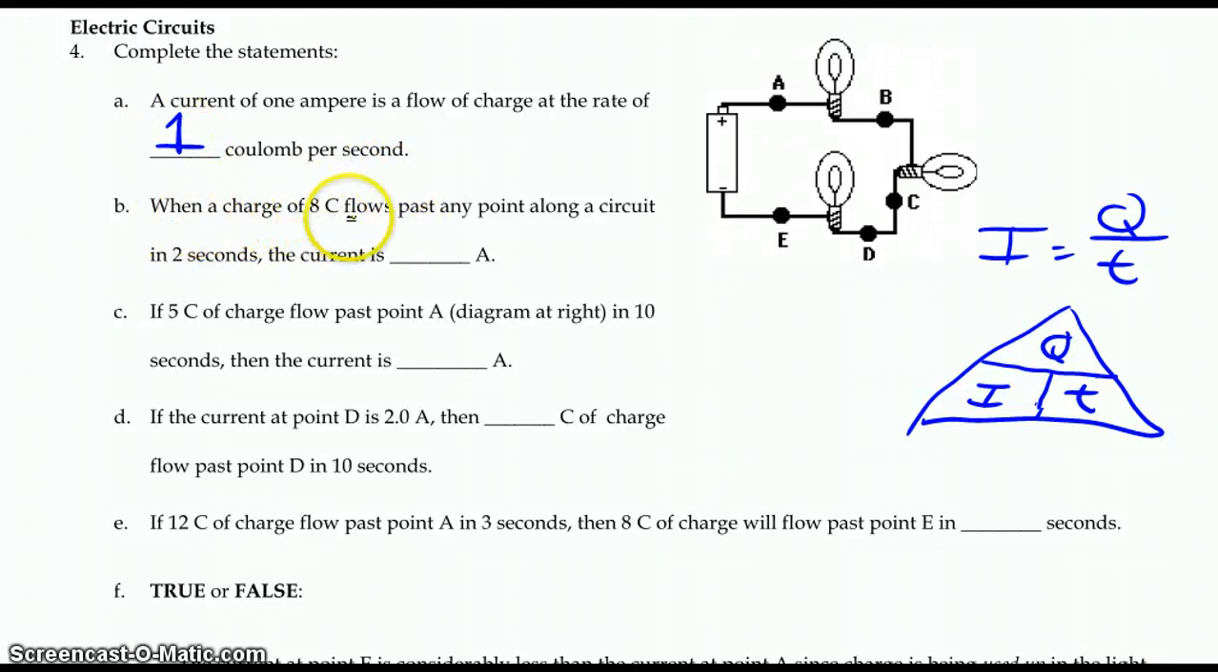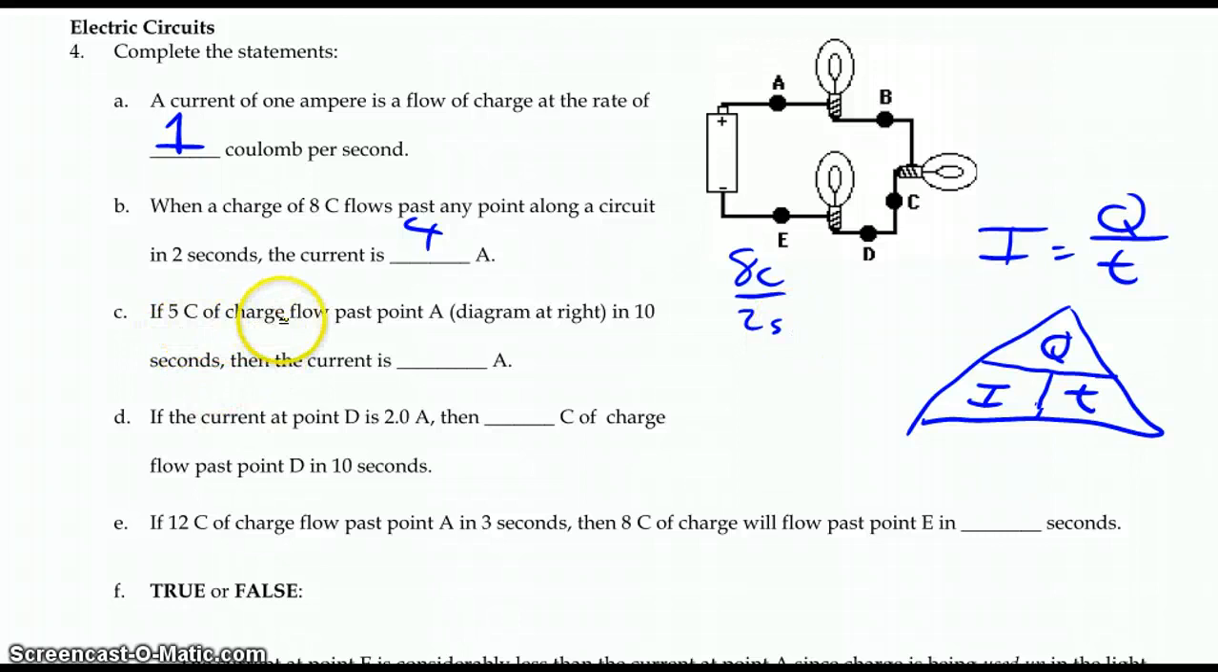B, when a charge of 8 coulombs flows past any point along a circuit in 2 seconds, the current is. So current is I. I is going to be the charge in coulombs divided by the time in seconds. So that's going to be 8 coulombs divided by 2 seconds. That's 4 amperes.